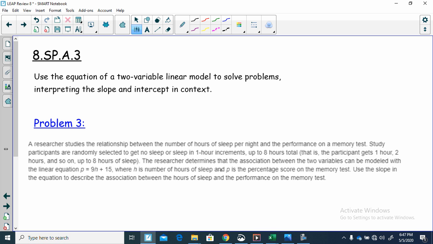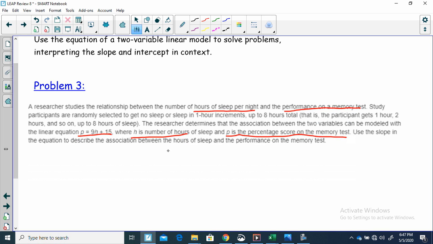The researcher determines that the association between the two variables, now remember that's hours of sleep per night and performance on a memory test, can be modeled with the linear equation P equals 9H plus 15, where H is the number of hours of sleep, P is the percent score on the memory test. Use the slope in this equation to describe the association between the hours of sleep and performance on the test. Now here's our equation. P is equal to 9H plus 15.